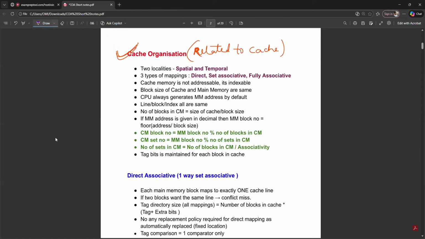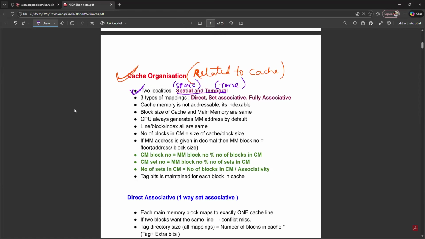So the first point is that there are two localities, which are spatial and temporal locality. You know that there are two types of locality, spatial and temporal. Spatial means space, and temporal means time.